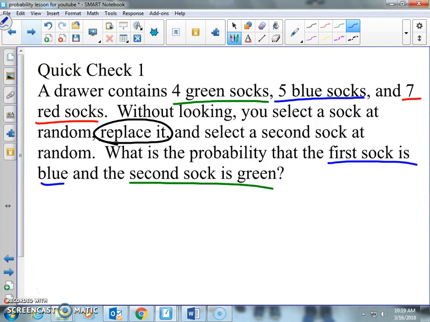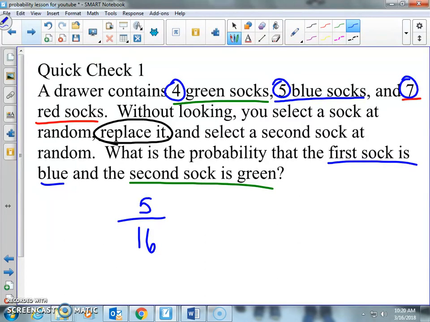The first sock has to be blue. Well, there are 5 blue socks out of, how many socks are there total in the drawer? Well, there's 4, 5, and 7. So total, I have 16 socks. So the chance or probability of getting a blue sock is 5 out of 16.